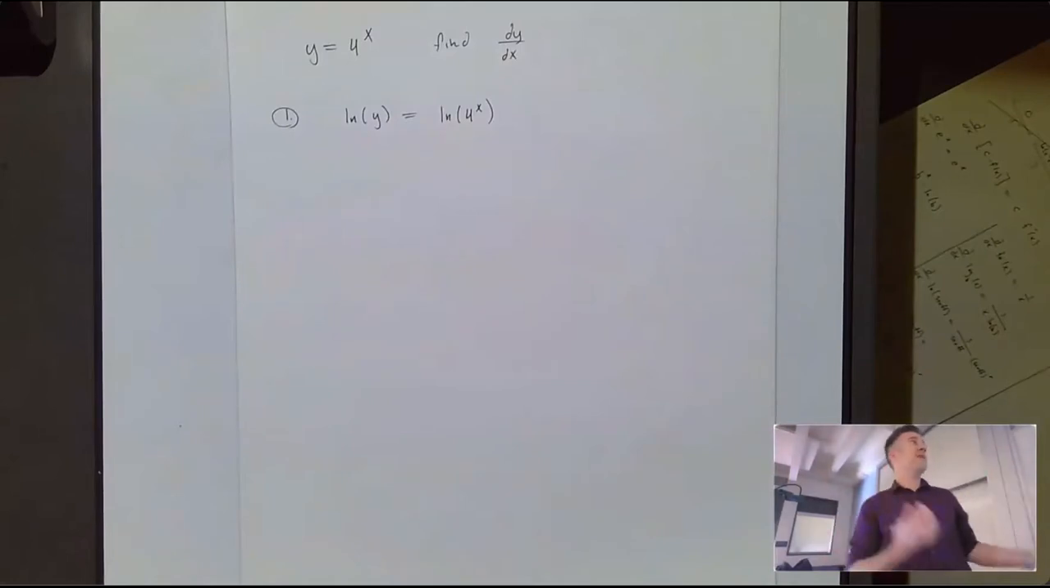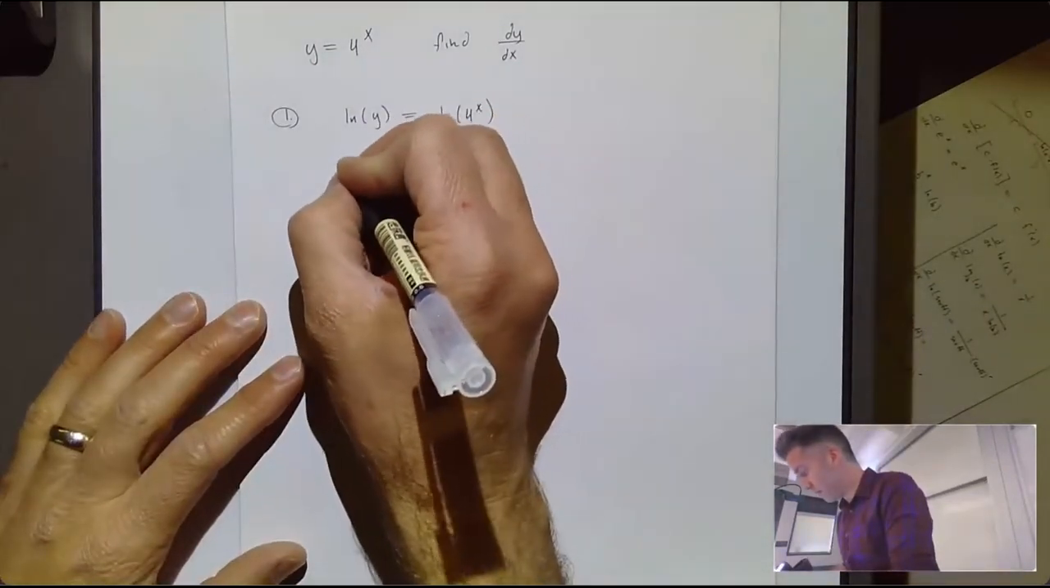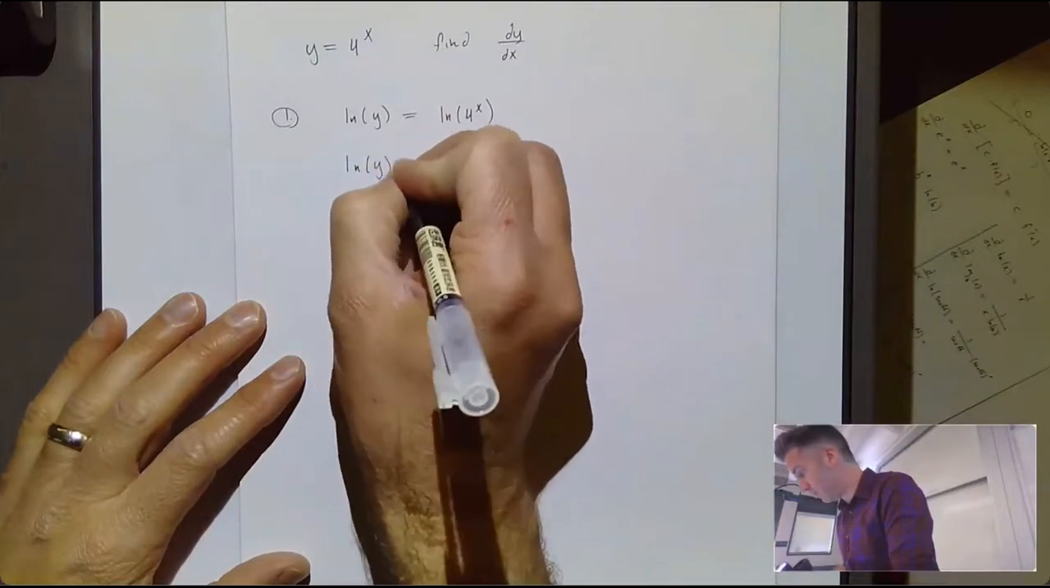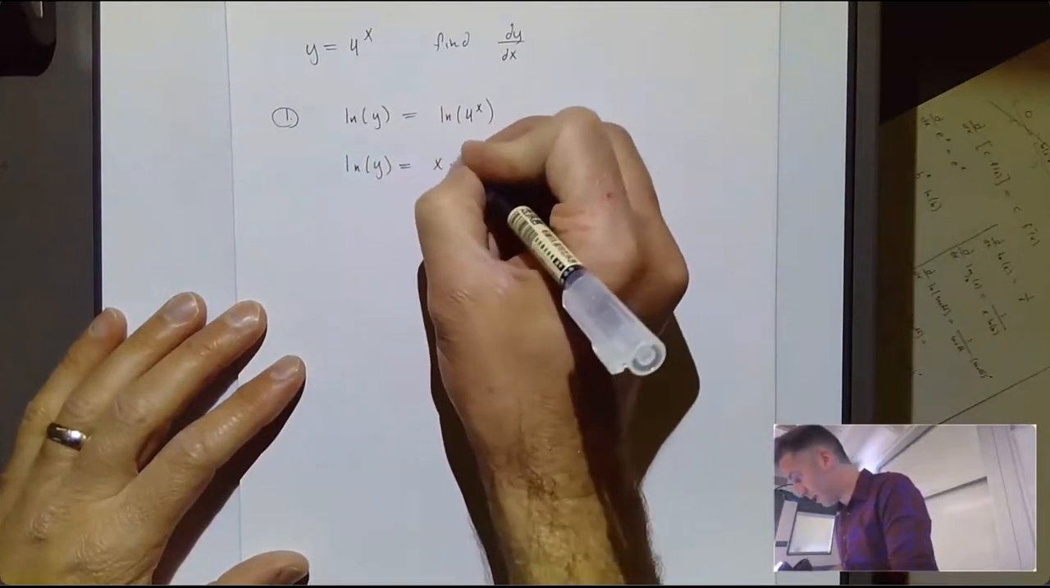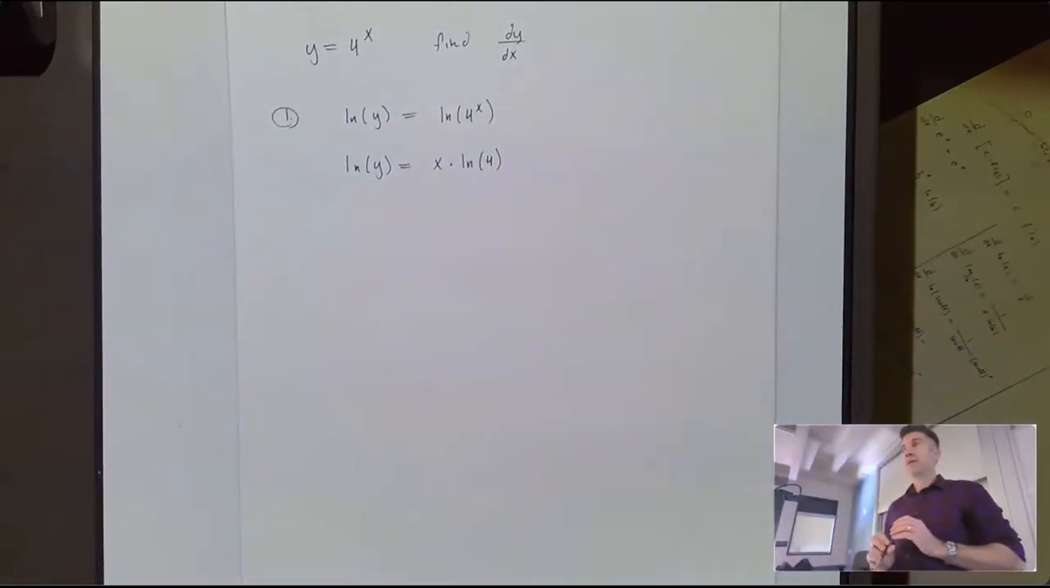And the whole reason for taking the natural log of both sides is to bring down the exponent out of the power, bring down the x out of the exponent. So I'm going to rewrite this as the natural log of y equal to x times natural log of 4. And now we're going to differentiate both sides.